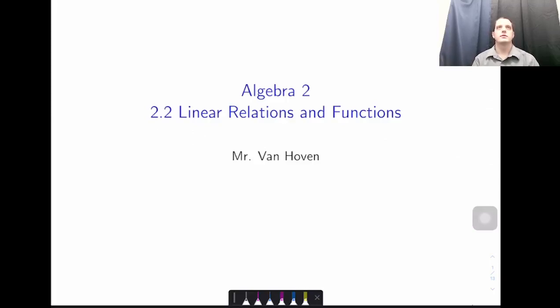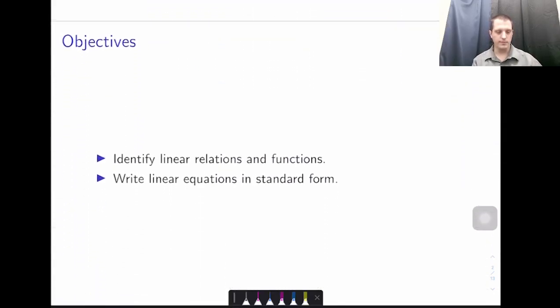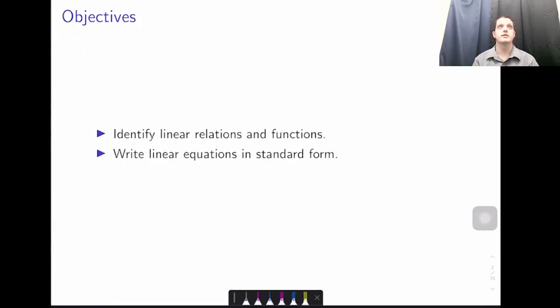Algebra 2, Linear Relations and Functions, Section 2.2. Here are today's objectives. Identify linear relations and functions. Write linear equations in standard form.